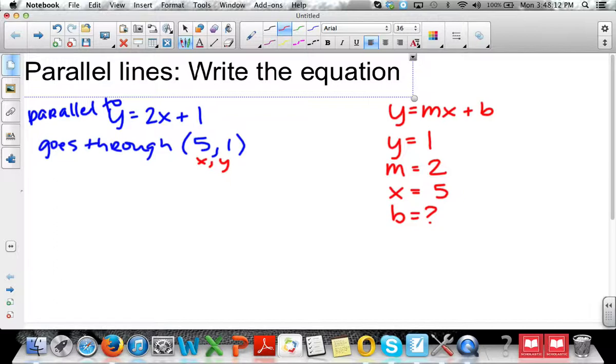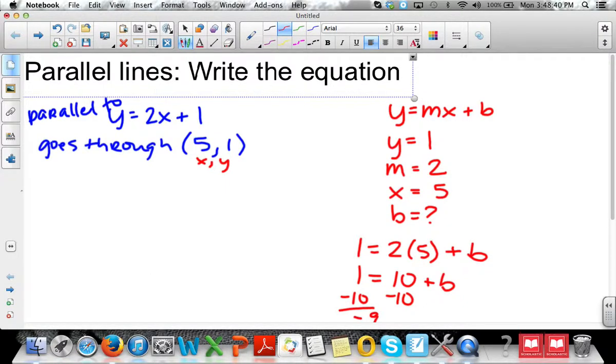Okay, so then I'm going to go ahead and plug all these things into y equals mx plus b, and then I'm going to solve for b. So 2 times 5, 10. And then to solve for b here, I'm going to have to subtract. I'm running out of room. So b is going to be negative 9 down here. Okay. So now that I know what b is, I'm going to go back to just y equals mx plus b.